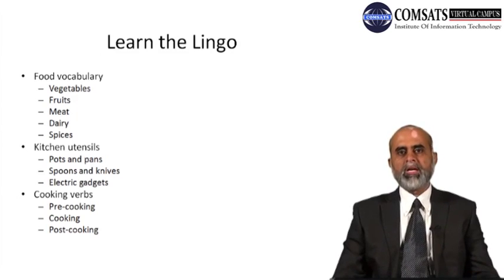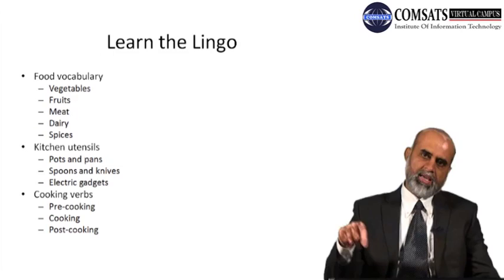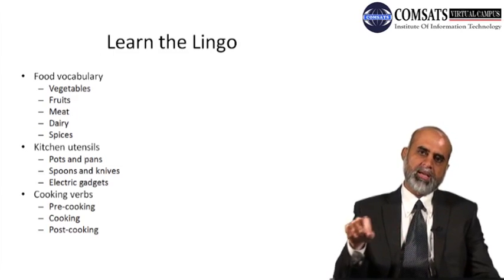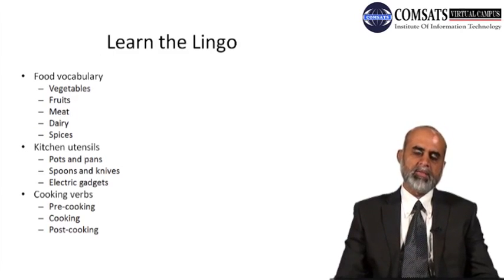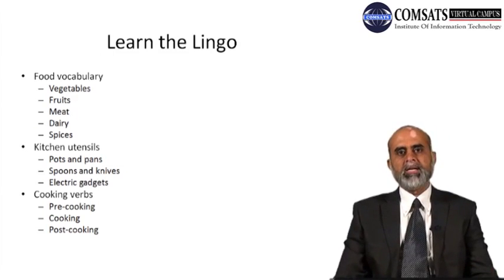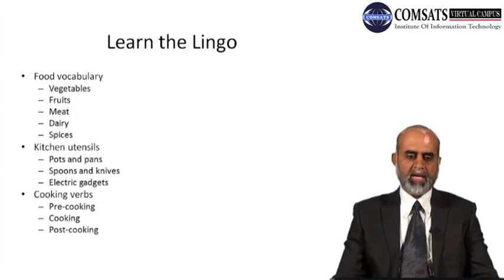Then you have post cooking, like presenting it, garnishing it, sprinkling, sprinkle salt and pepper, etc. So before we can write, or even before we can understand a recipe, we need to improve our vocabulary. You need to make a list of vocabulary items, and then you need to classify them into food vocabulary, kitchen utensils, and cooking verbs.